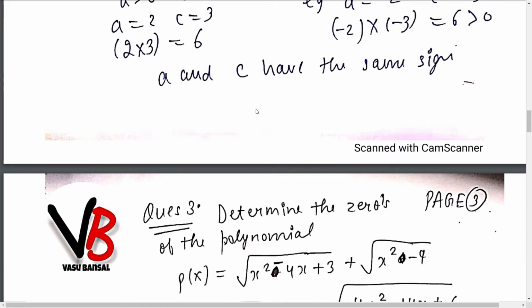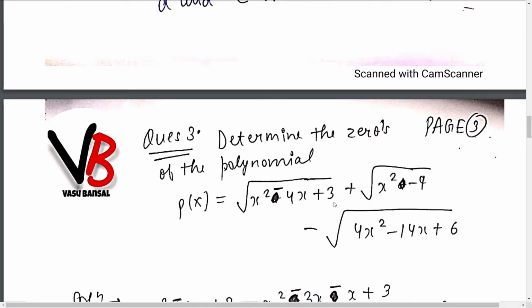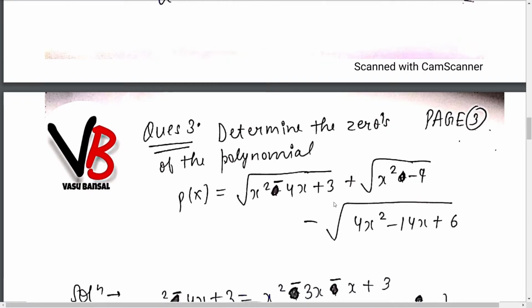This third question is a trickier one, so watch it carefully. Determine the zeros of the polynomial, this one. Under root of x^2 - 4x + 3 plus under root of x^2 - 9 minus under root of 4x^2 - 14x + 6. This entire is the polynomial, right? Looking quite tough, right? So let's move to the solution.